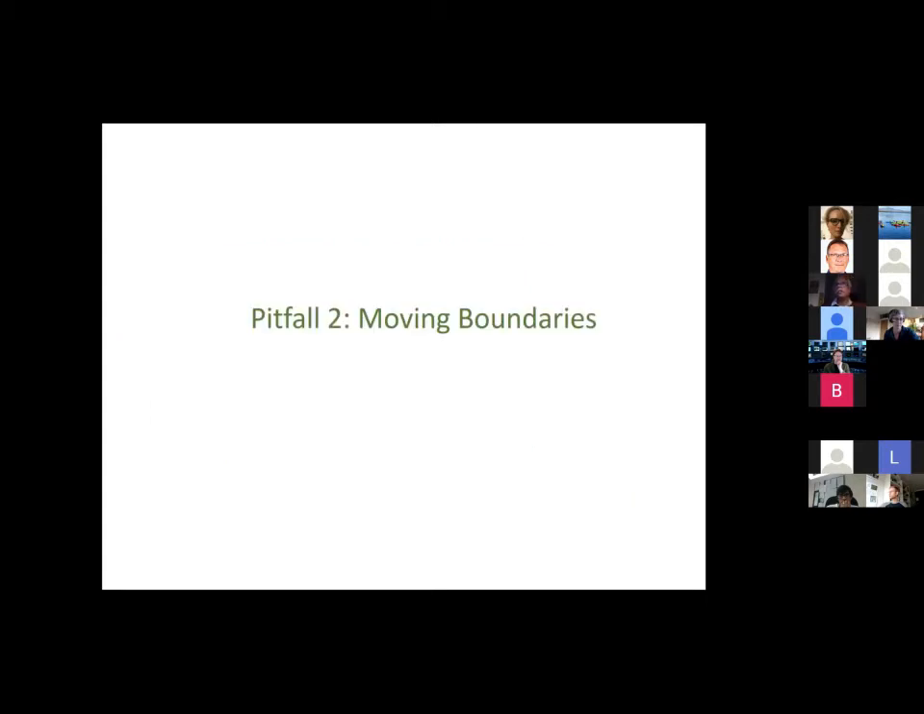Okay, so with that pitfall, I'll get back to the second pitfall that I planned. And I heard Tommy talking about the problems he has with moving boundaries. Well, it's not just him, everybody. It's a messy situation, but let's go look at that a little bit.